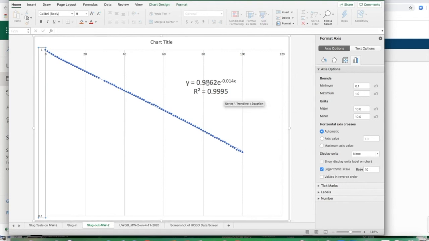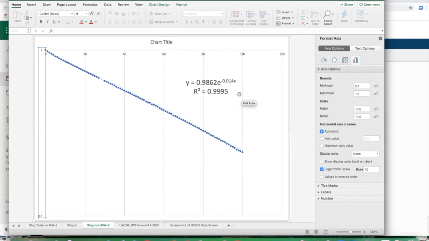What we need to do is find out what is the x value, time, for our y value that's 0.37, or 37% of that initial displacement. So what we're going to do is we're going to make y equal 0.37. We divide both sides by 0.9862, and then we take the natural log of both sides. So we're going to have the natural log of 0.37 divided by 0.9862 equals negative 0.014x.